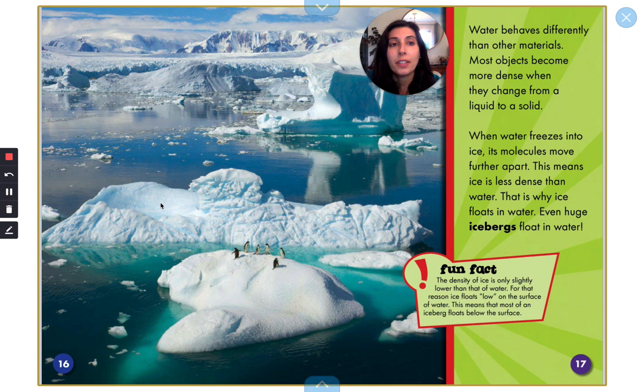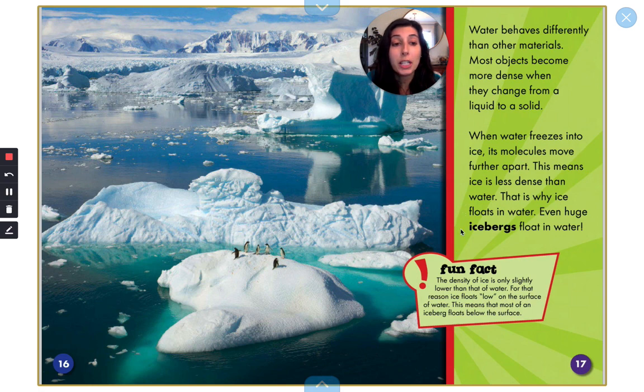Water behaves differently than other materials. Most objects become more dense when they change from a liquid to a solid. When water freezes into ice, its molecules move further apart. This means ice is less dense than water. That is why ice floats on water.